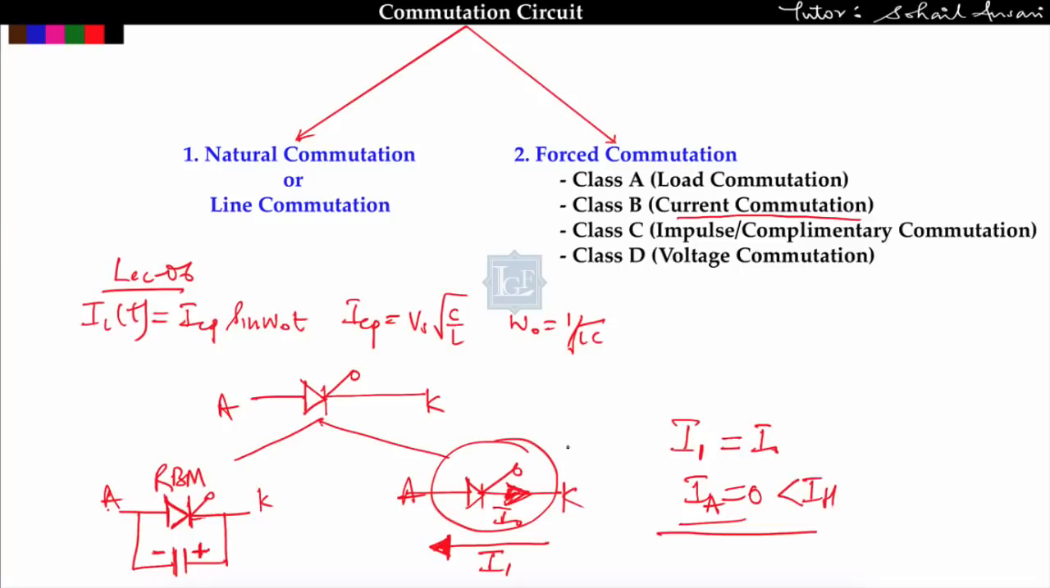So there are two methods of turning off the SCR. First, make the voltage polarity across the SCR such that it goes into the reverse blocking mode. Second, flow a current opposite to the initial current I naught such that I1 is equal to I0, so the overall current becomes zero and it turns off. Got it? These two techniques we will apply in force commutation. Now let us start the class B commutation, that is the current commutation. Let us move to the first slide.